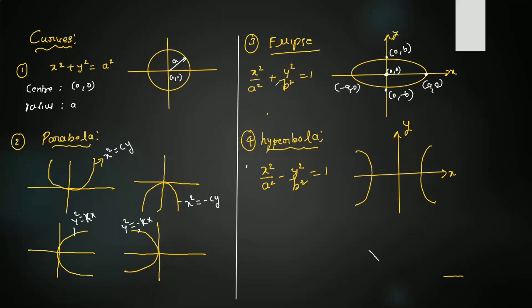For the ellipse, the particular equation will be given: x square by a square plus y square by b square is equal to 1. So these three are very important. This one I have just given, but we are not using hyperbola anywhere. Ellipse, parabola, and the circle we are using. So these are very important.